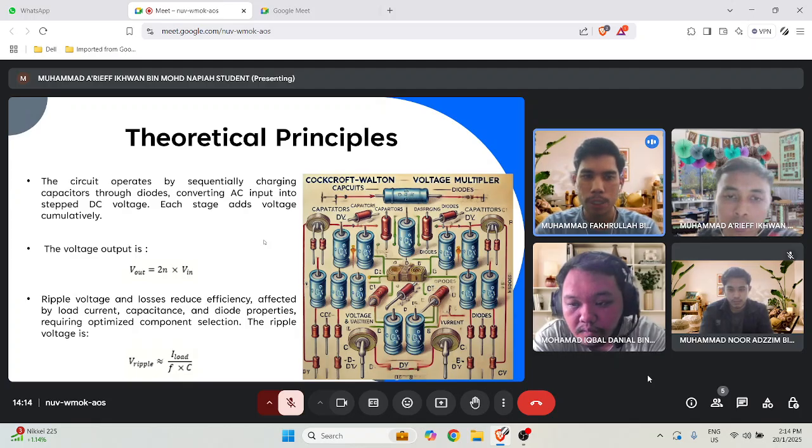The total output voltage depends on the input voltage and the number of stages in the circuit. The formula to calculate the output voltage is V out equals N times V in, where V in is the peak input voltage and N is the number of stages.